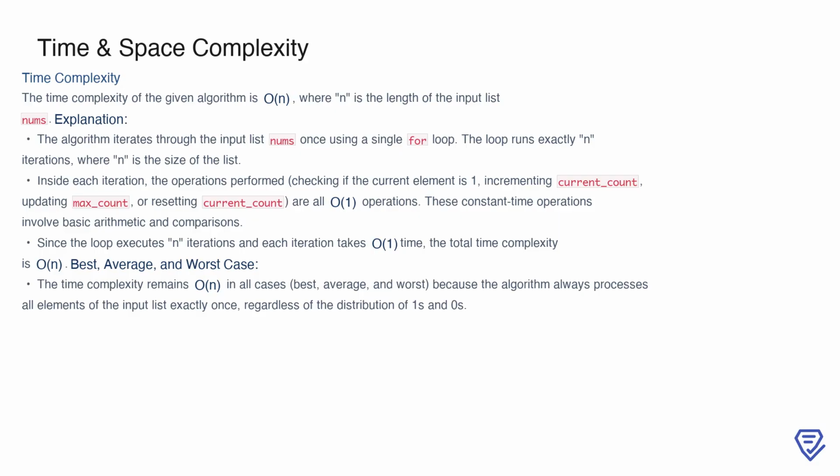list, nums. This is because we use a single for loop that iterates through the entire list exactly once. Each iteration of the loop involves constant time operations, such as checking if the current element equals 1, incrementing or resetting the current streak counter, and updating the maximum streak. These operations all run in O(1) time. Since the loop executes n times and each iteration is O(1), the overall time complexity is O(n).